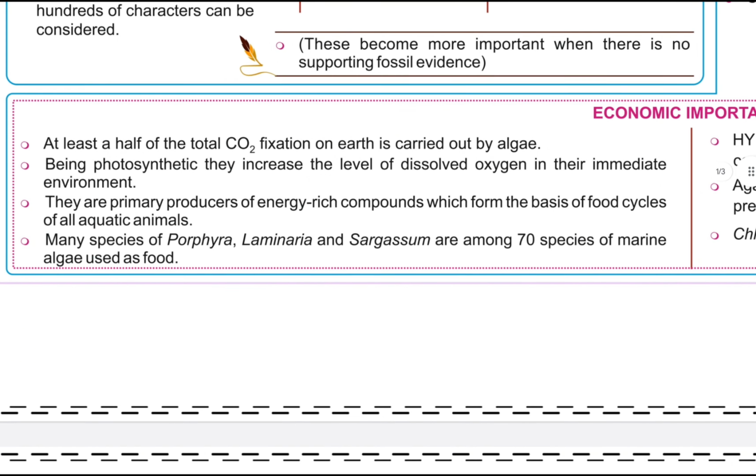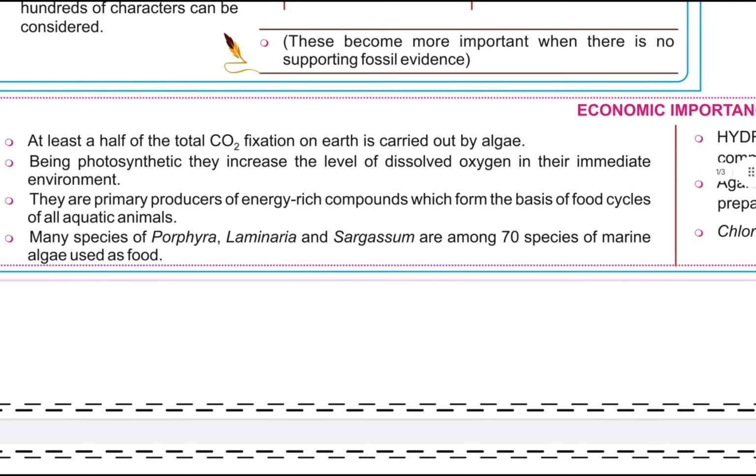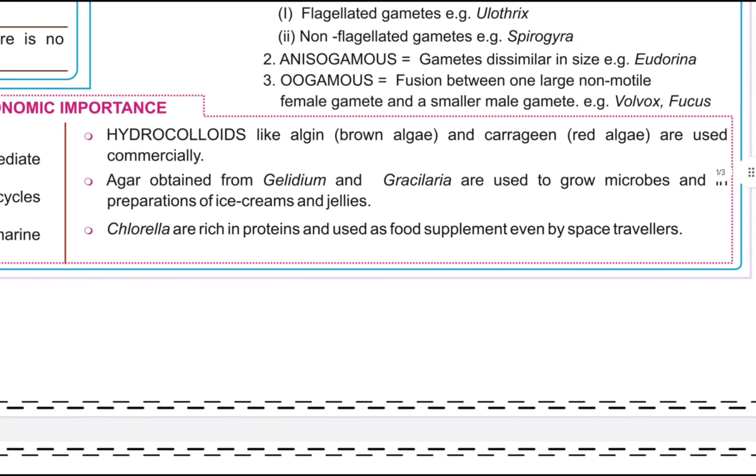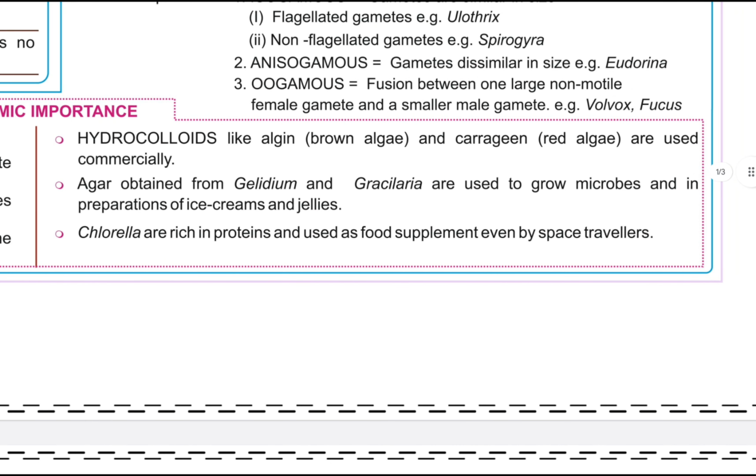Economic importance. At least half of the total carbon dioxide fixation on Earth is carried out by algae. Being photosynthetic, they increase the level of dissolved oxygen in their immediate environment. They are primary producers of energy-rich compounds which form the basis of food cycles of all aquatic animals. Many species of Porphyra, Laminaria and Sargassum are among 70 species of marine algae used as food. Hydrocolloids like algin from brown algae and carrageen from red algae are used commercially. Agar obtained from Gelidium and Gracilaria is used to grow microbes and in preparation of ice creams and jellies. Chlorella is rich in protein and used as a food supplement even by space travelers.